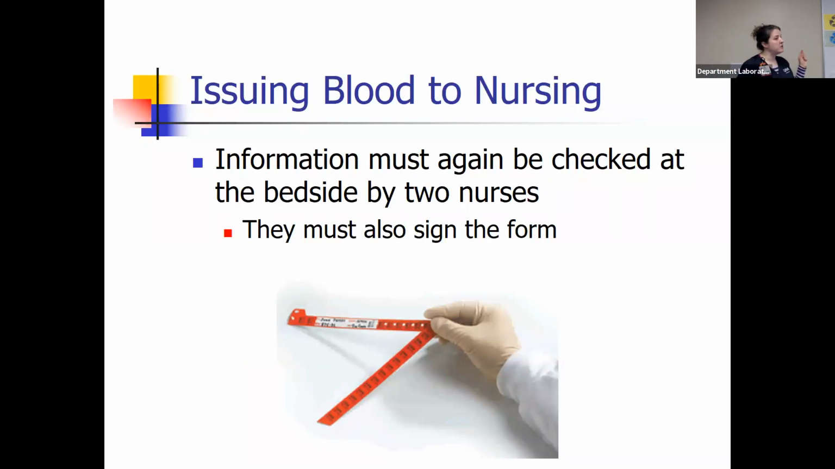Once that unit gets to the floor, the nursing staff will then again verify patient identification, either with their hospital ID band or if they've used that Type X armband that we talked about, that special blood bank armband. And then again, 2 nurses will again sign the form verifying that they have identified the patient. So your patient identification matches the unit identification, all right?